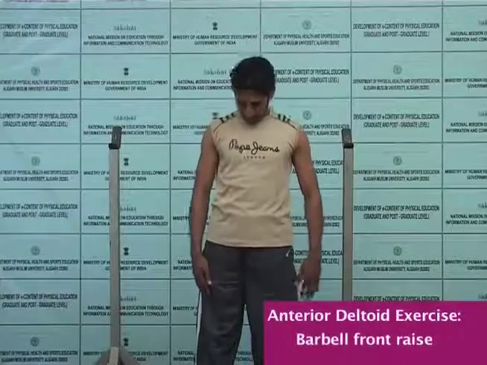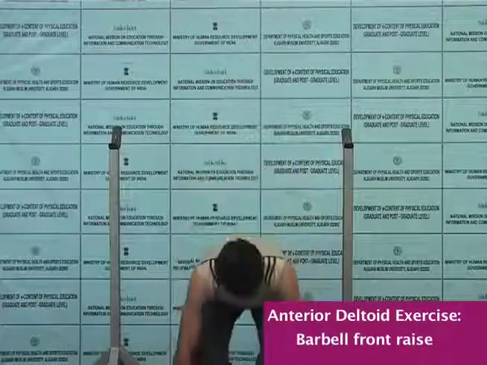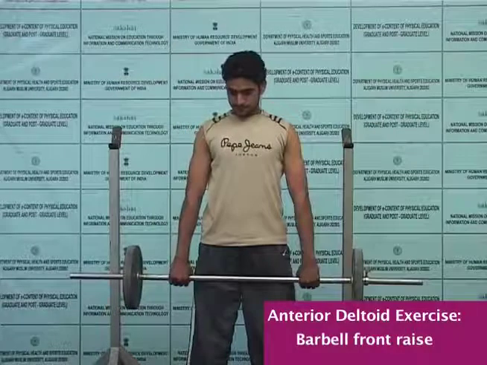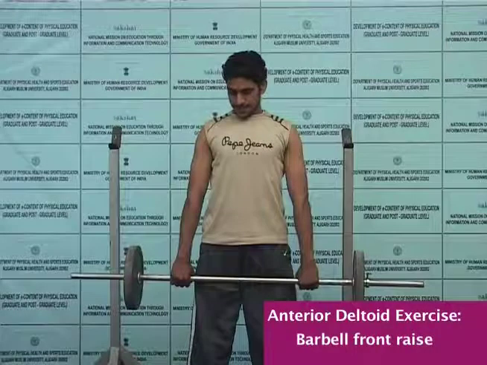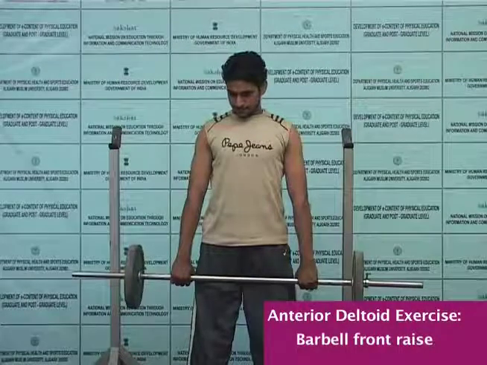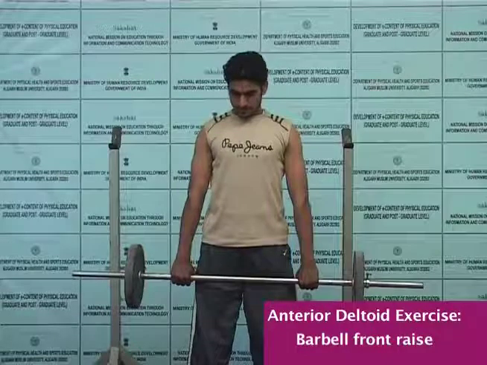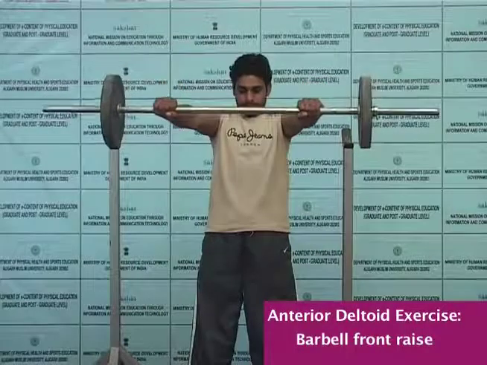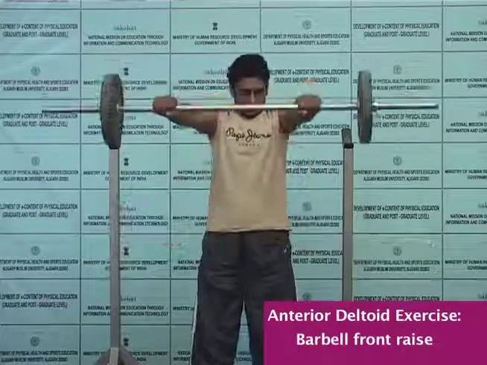Now, next type of exercise is the barbell front raise. Here, the subject should be grasping the barbell with overhand grip with the elbow straight or slightly bent. Better to be the elbow straight. Raise the barbell forward and upward until the upper arms are above horizontal, and lower and repeat. This is called barbell front raise.